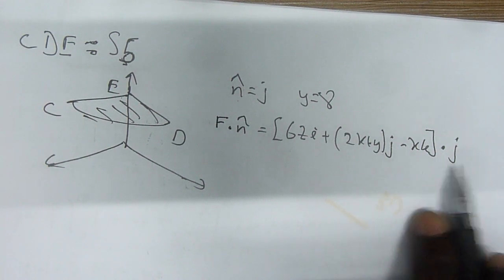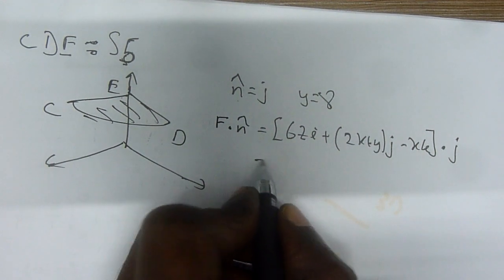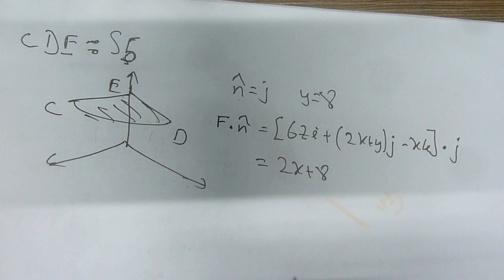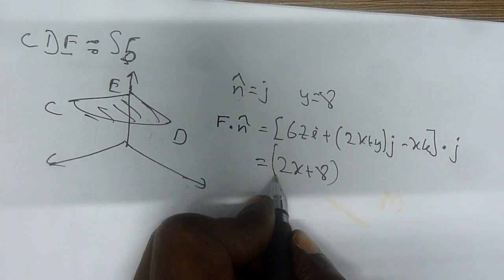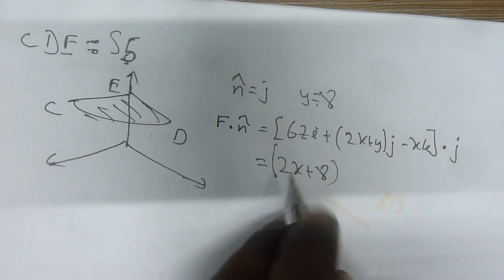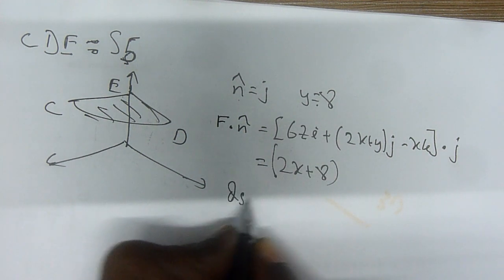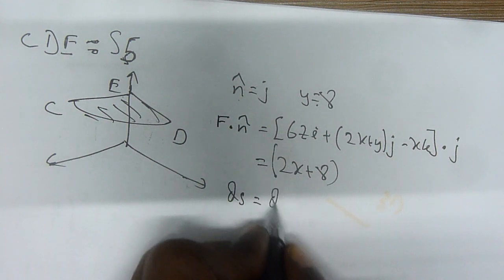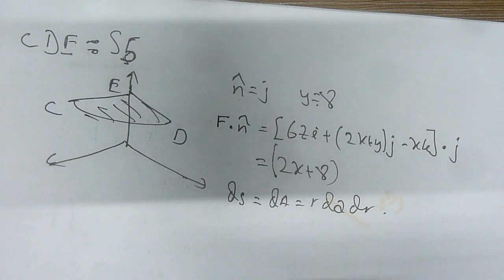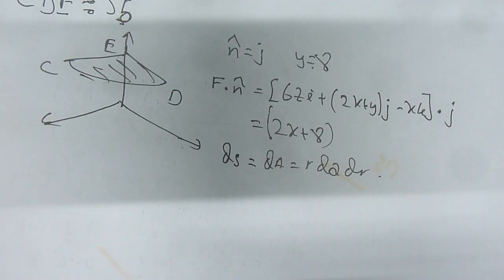Work again, you get 2x plus 8. Okay, this portion. Okay, ds, when we translate to the dA form, is r dθ dr. Okay, formula. See, I'm teaching you the skills to create by yourself.